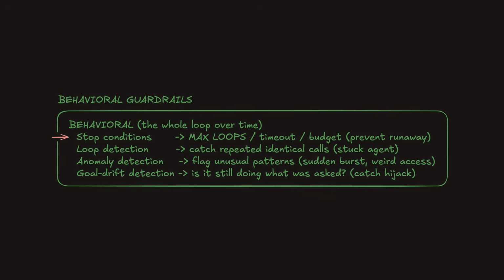Stop conditions is when does the looping stop. Loop detection is catching if the loop is doing the same thing and wasting resources. Anomaly detection is trying to catch anything strange happening. And goal drift detection is checking if it's still performing the task that it was asked. This can stop innocent drift, which is just the AI getting lost, or catch a malicious drift, which is hijacking and prompt injection that's telling your agent to do something bad.